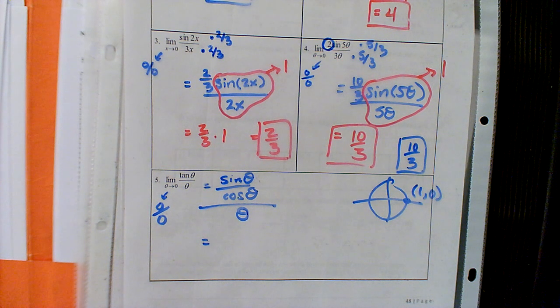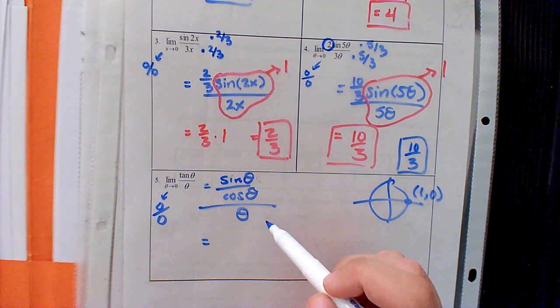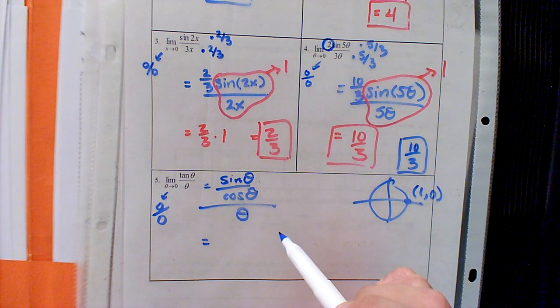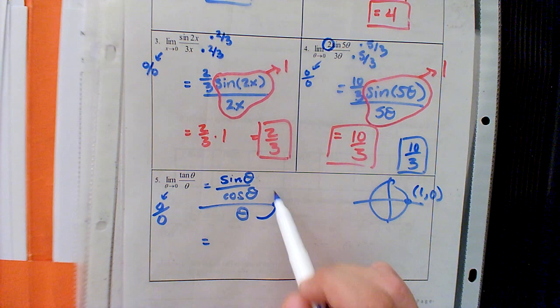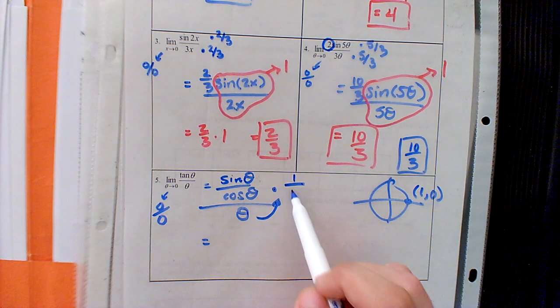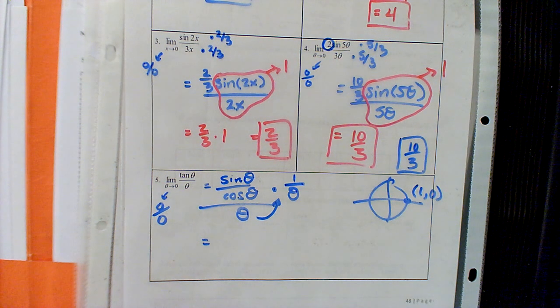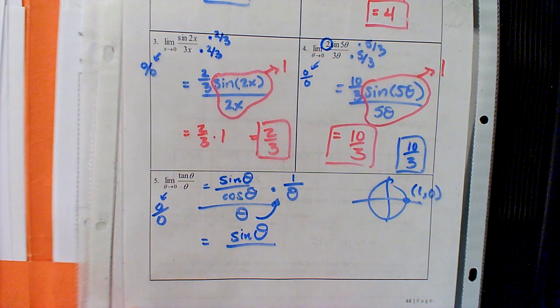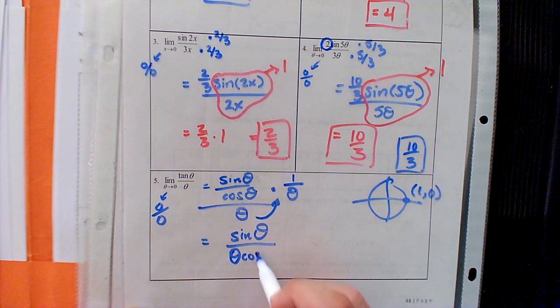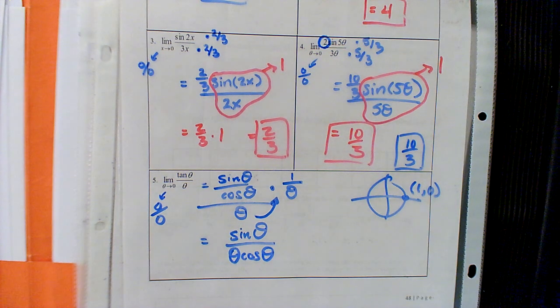Instead of dividing by theta, you have to multiply by the reciprocal. So sine times 1 is sine, and then cosine times theta, we'll have theta cosine theta. Wow. There we go.